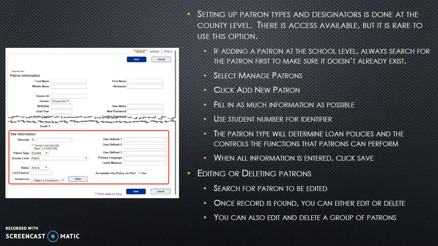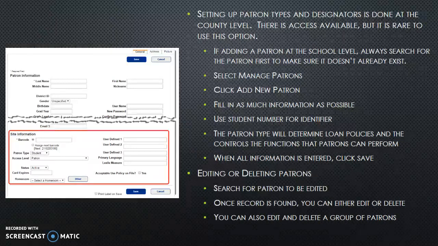First, setting up patrons and designators is typically done at the county level. There is access available in Destiny, but it is rare to use this option. But if you're adding a patron at the school level, the first thing you always want to do is search for the patron to make sure it doesn't already exist. Then you would select Manage Patrons, click Add New Patron, and fill in as much information as possible.